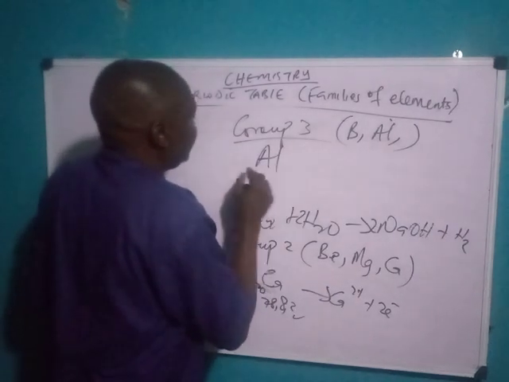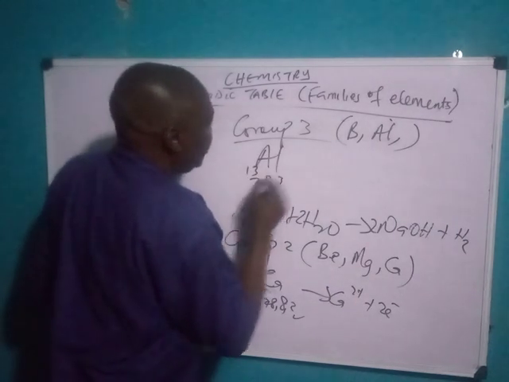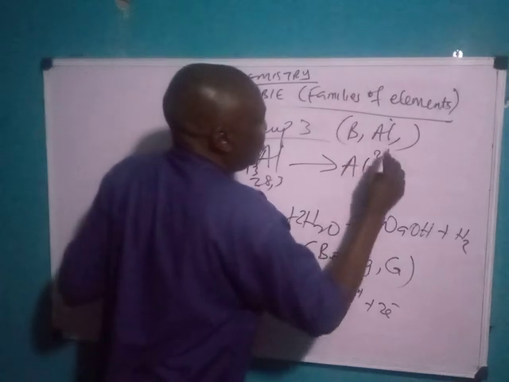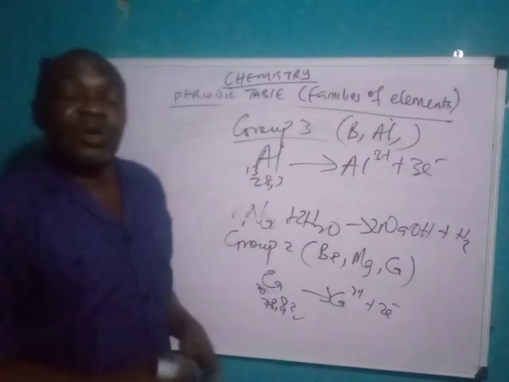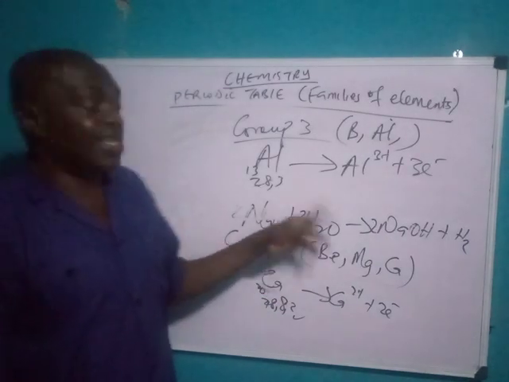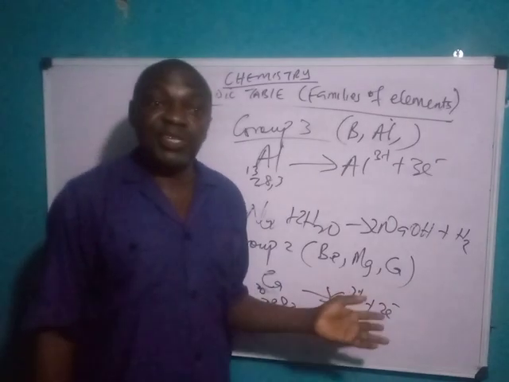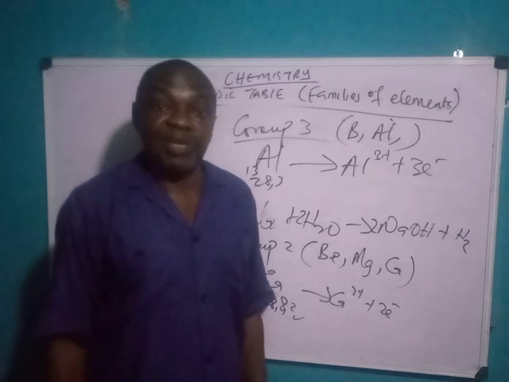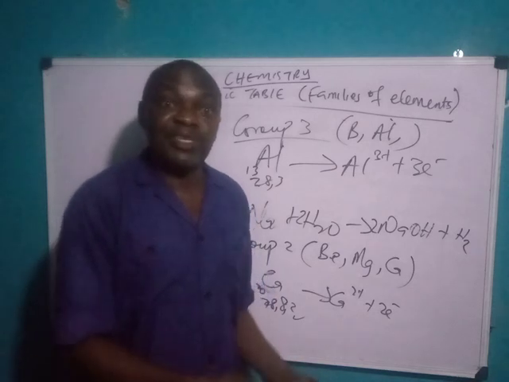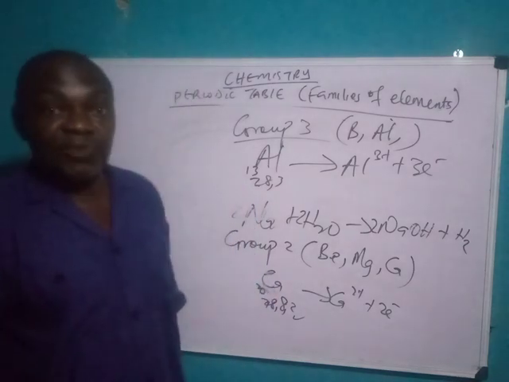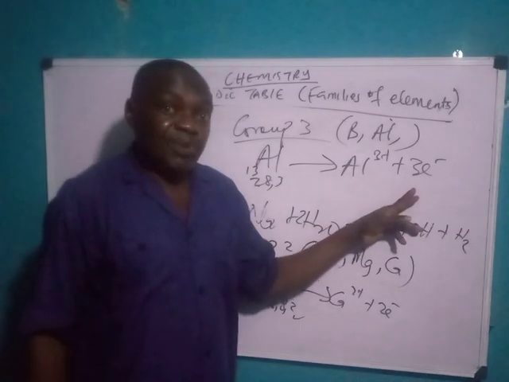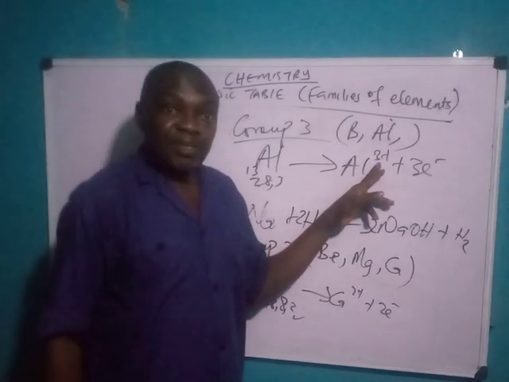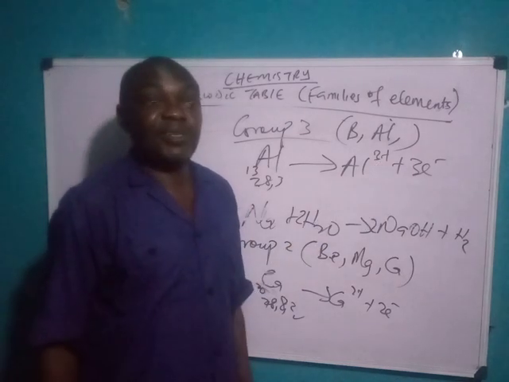For example, aluminium is 13, 2, 8, 3. It gives out electrons to give you Al3+ plus 3 electrons. So they are trivalent. They are also good reducing agents because they give out electrons. And they also form electrovalent compounds because any element combining with it must take 3 electrons from it. If there are no 3 electrons, the reaction will not occur. So they take 3 electrons from it, leaving it with a positive charge of 3. So they form strong electrovalent compounds.